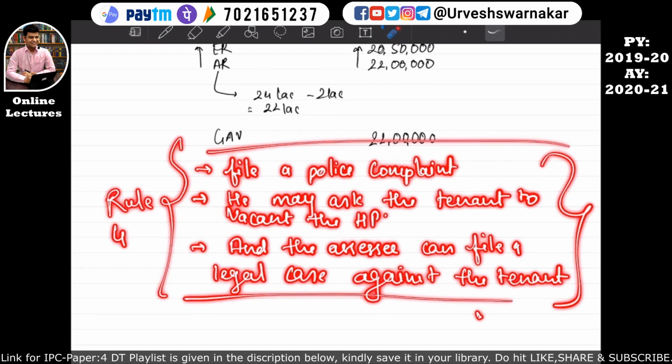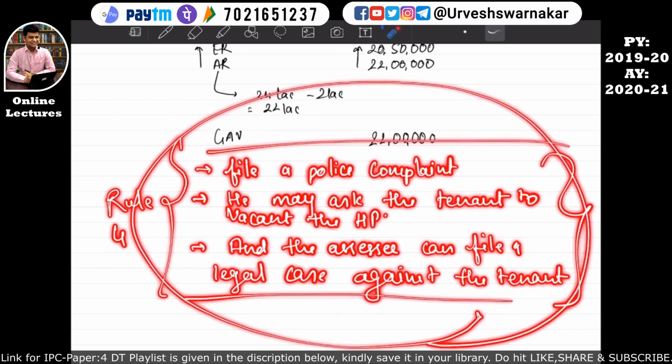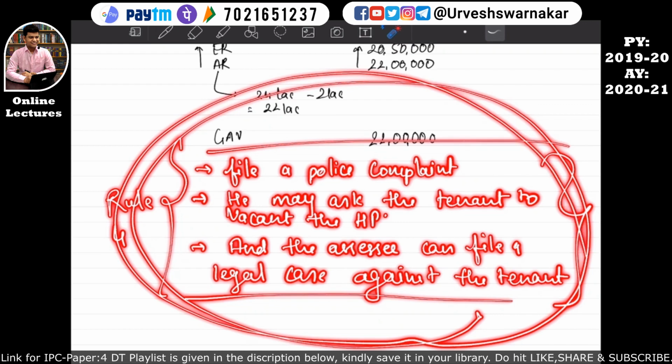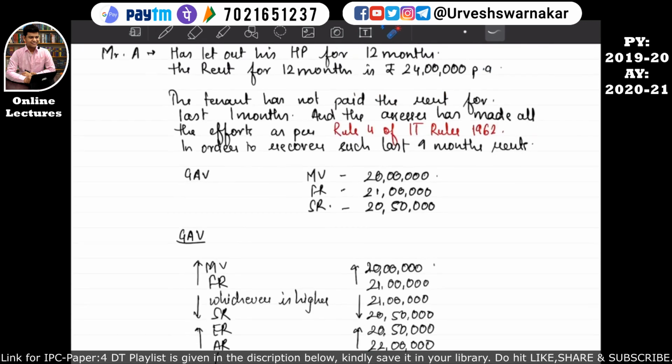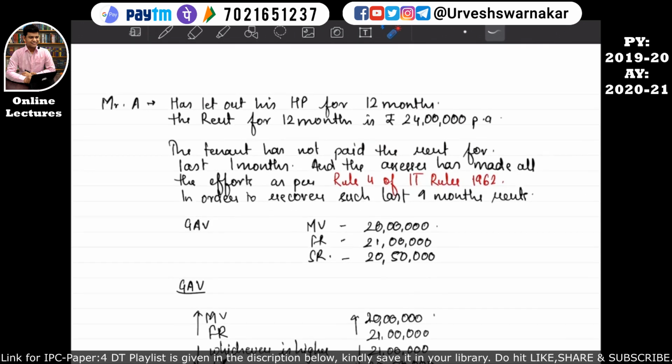If an assessee has given a house property on rent and the tenant is not paying the rent to the assessee, and if the assessee has followed all this process given in rule number 4, then the rent that has not been received by the assessee can be allowed to be reduced from the actual rent. I hope this is quite clear to you. Actual rent simply means 12 months into the per month rent, and finally the entire year's rent. I hope this is quite clear to you all.